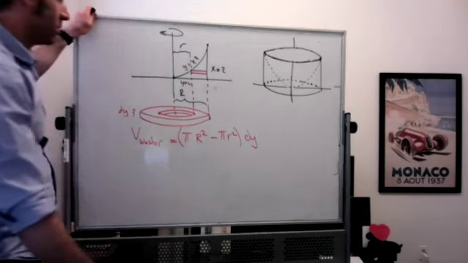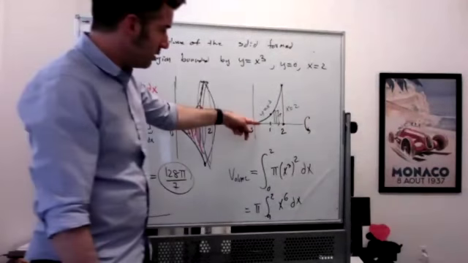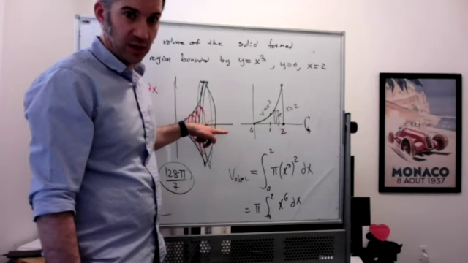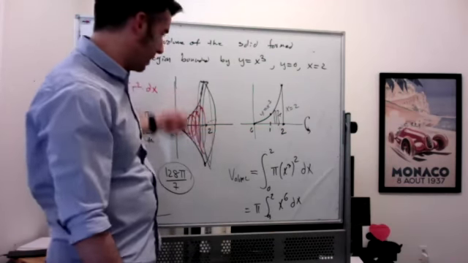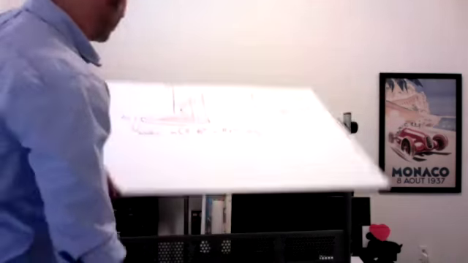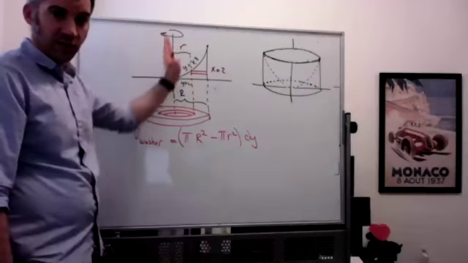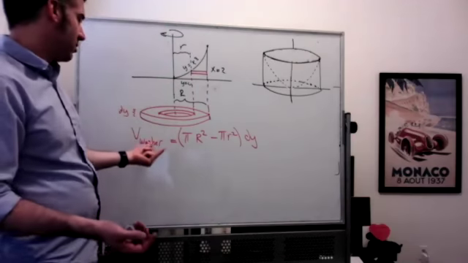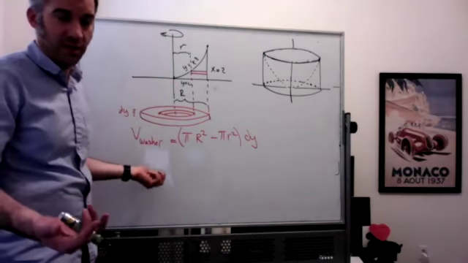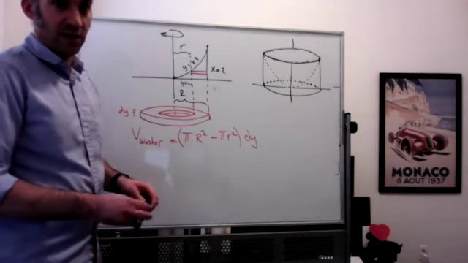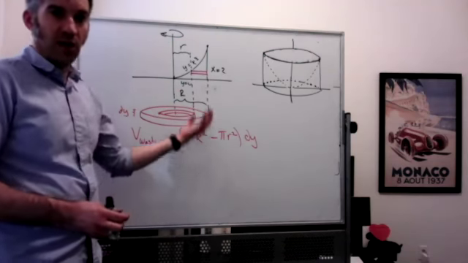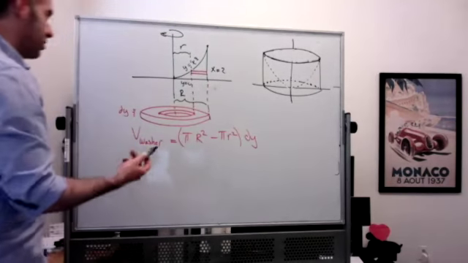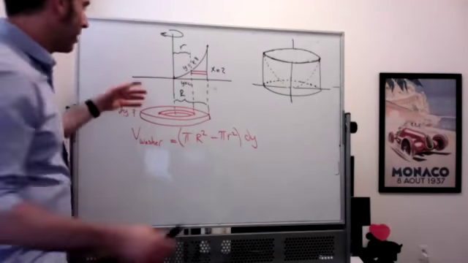So if your region is flush, it lives against the axis of rotation, you don't have to worry about this. You're not going to be missing any middle part. But if your region does not touch the axis of rotation the whole time, you're going to have to subtract out the middle part. This is called the washer method. The other one is called the disk method. They're really the same method. It's just that with the washer method there's an additional thing you have to subtract out, whereas with the disk method there is not.